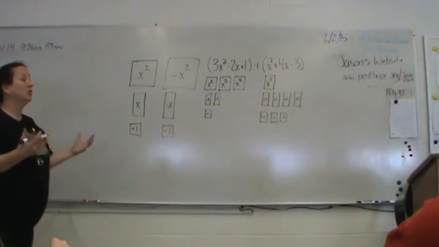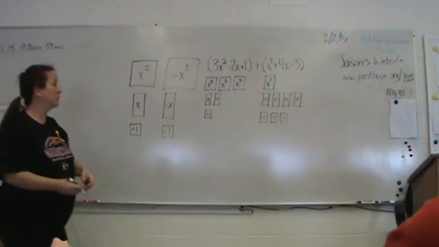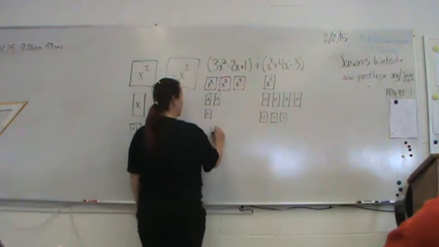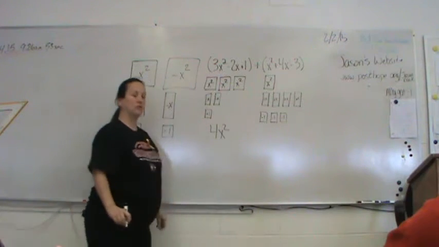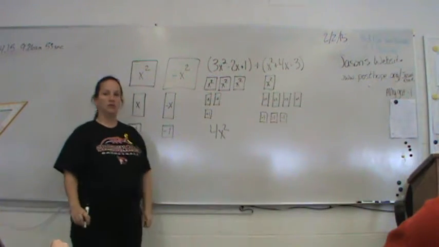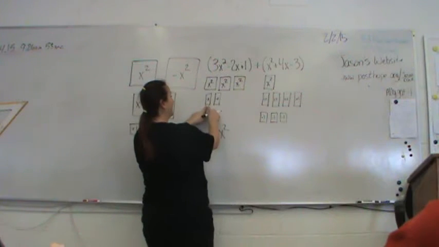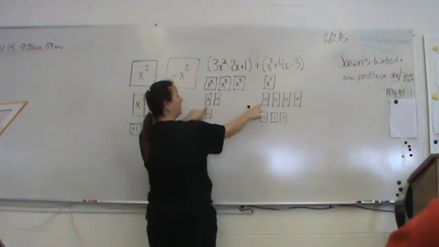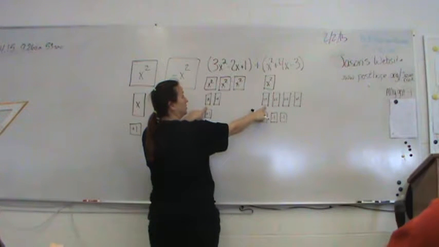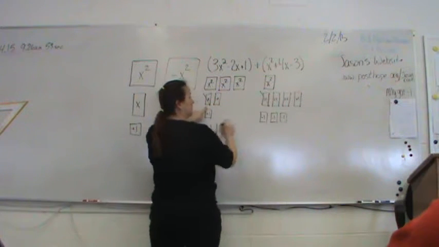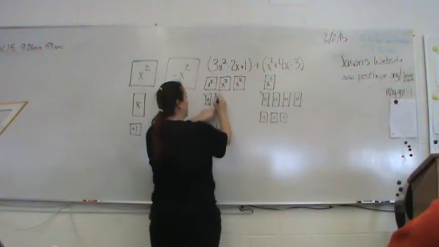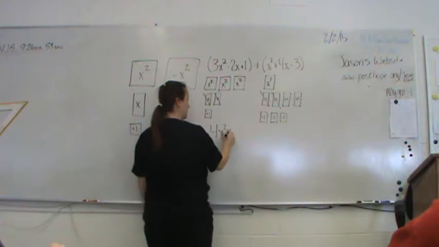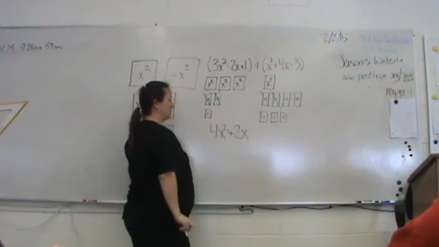Now I'm going to look at them and combine them. If I look, I have 1, 2, 3, 4 positive x squareds, so I'm going to have a 4x squared. Now I have a negative x and 4 positive x's. I know that a positive and a negative cancel each other. So I'm canceling those, and I'm left with 2 positive x's. So I'm going to write 2x.